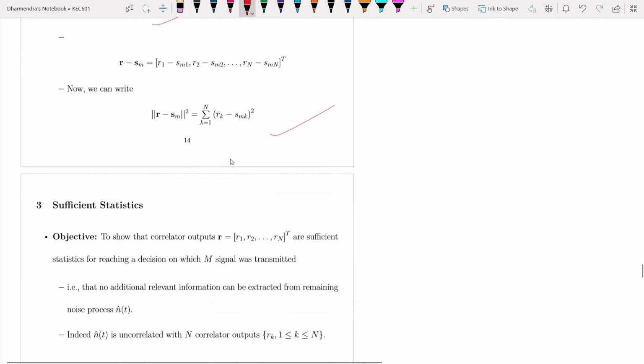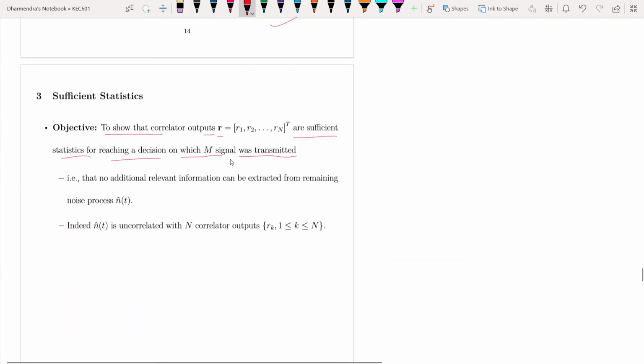Okay, so now we want to know the sufficient statistics. Our objective is to show that the correlator output vector R is a sufficient statistic for reaching a decision on which of the capital M signals was transmitted. That means we have a sufficient amount of information to make decisions, and no additional relevant information can be extracted from the remaining noise process, defined as n hat of t. So how can I show that n hat of t is uncorrelated with the n correlator outputs? If the remaining noise n hat of t is uncorrelated with the correlator outputs, then I can say that n hat is irrelevant for decision making.